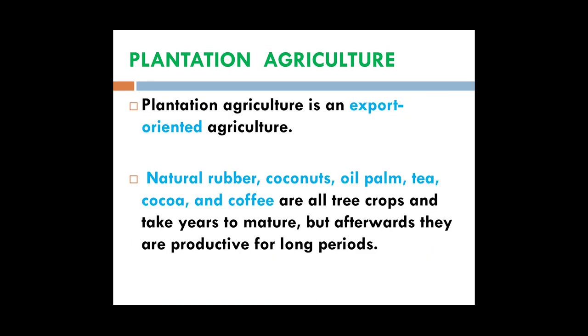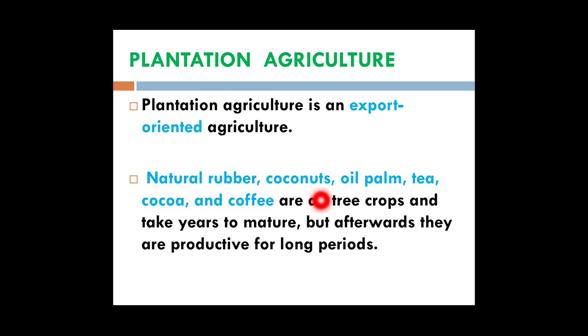Let us know more. Plantation agriculture is export oriented. Students, just now I told you it is commercial, profit oriented, so definitely it will be export oriented. For example, coffee and tea. We consume coffee and tea in our country, but we are one of the biggest exporters of tea in the world. So like this, certain crops are plantation crops grown for profit and they are export oriented.